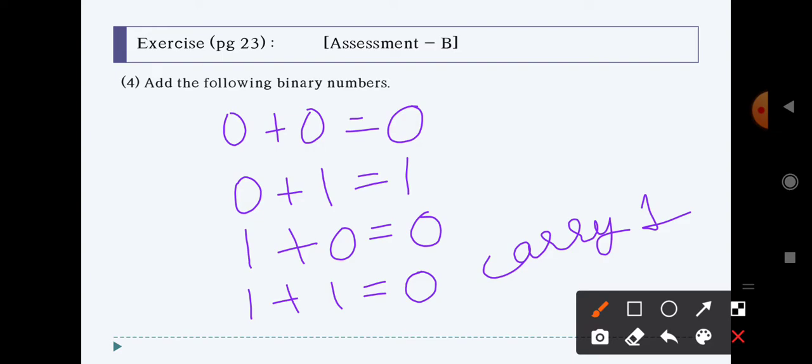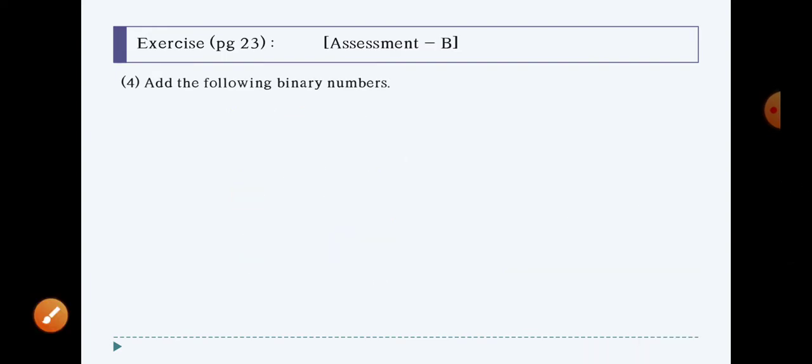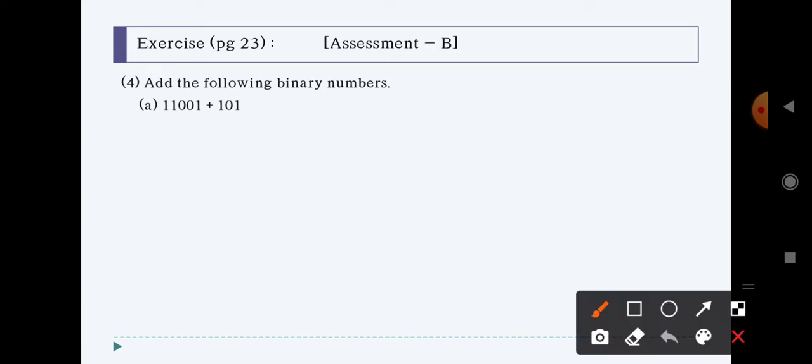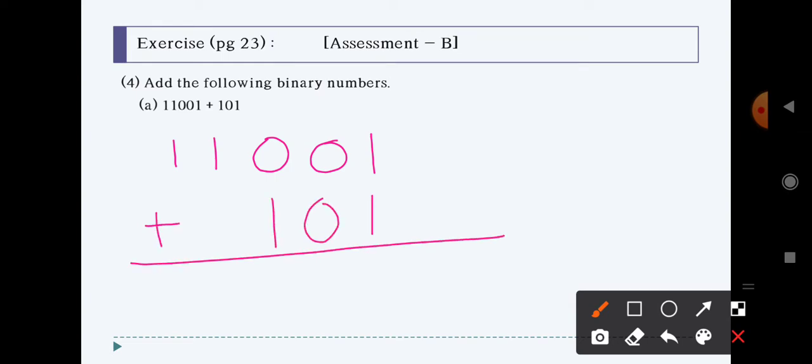Fine. So now let us solve the following portions. Let us solve these binary numbers. See the first one, we have 11001 and you have to add 101 to it. Okay, so let's write down like that. 11001 we have, and you have to add on 101 with it. Okay, now how you have to do it? See, we have the rules already. So 1 plus 1 is going to give you 0, and you will be having 1 as a carry, right?